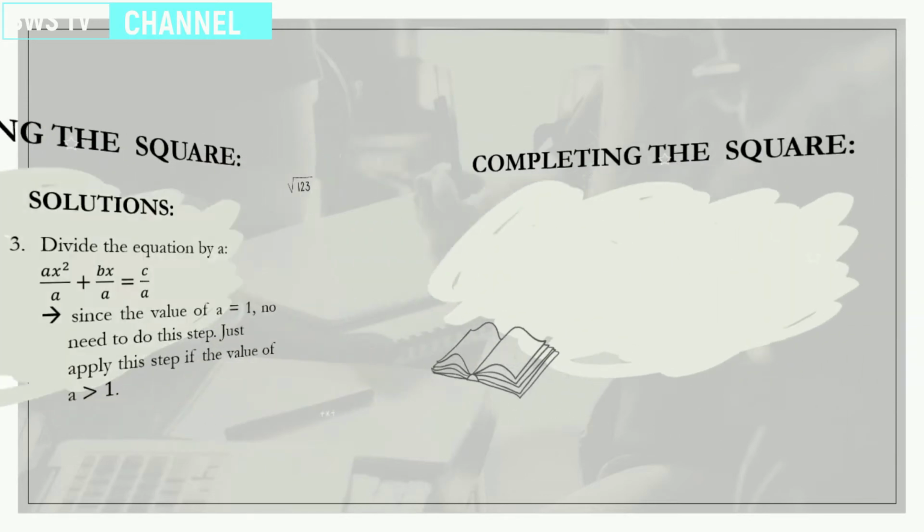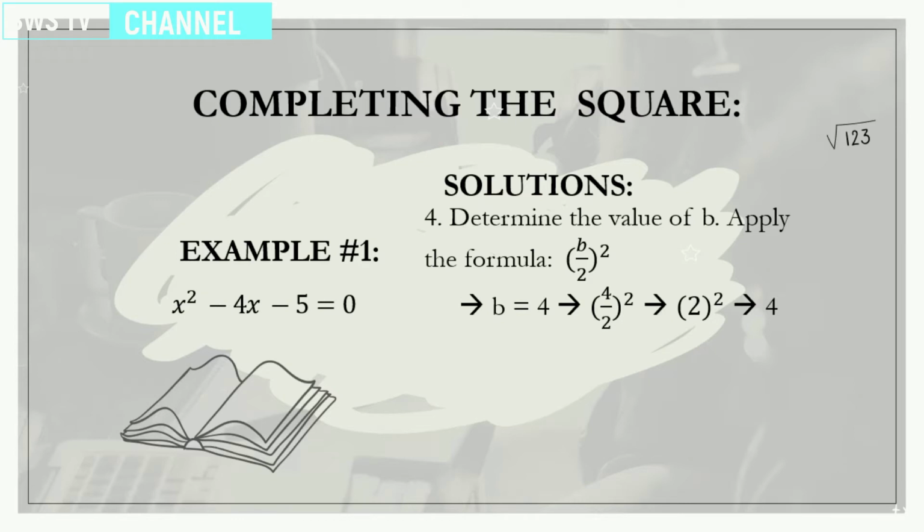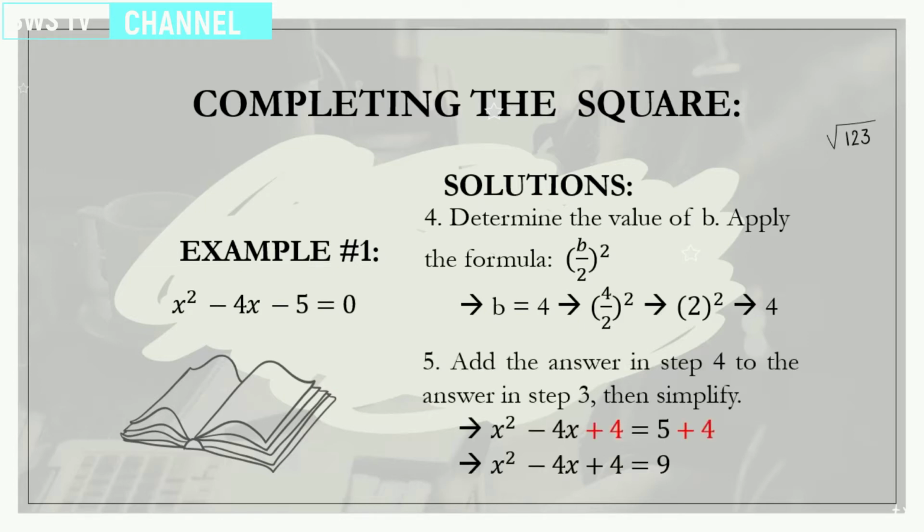And number 4, we have to determine the value of b, then apply the formula (b over 2) quantity squared. So b is 4. Apply the formula: 4 over 2, or 4 divided by 2, is 2. 2 times 2, or 2 squared, is equal to 4. Then add the answer in step 4 to the answer in step 3. So we have x squared minus 4x plus 4 is equal to 5 plus 4. So we will add both sides, left and right side.